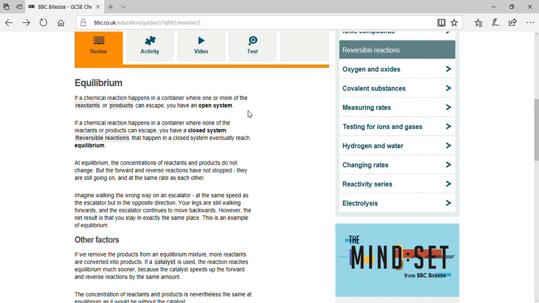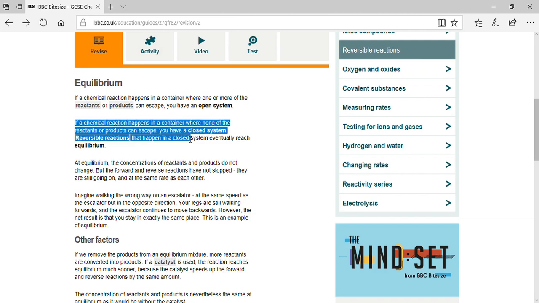Again, I am repeating: if a chemical reaction happens in a container where one or more reactants or products can escape, then you say it is an open system. Again, if a chemical reaction happens in a container where none of the reactants or products can escape, that is known as a closed system, okay?